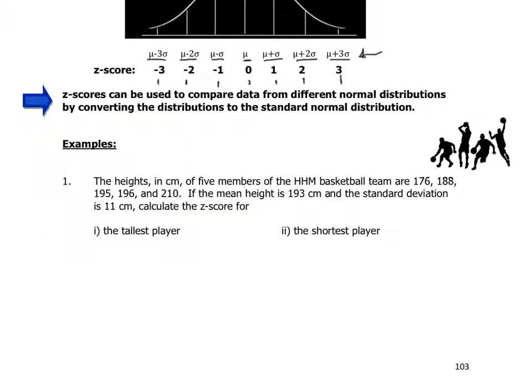Alright, so the first one here says the heights in centimeters of 5 members of the HHM basketball team are 176, 188, 195, 196, and 210. If the mean height is 193 centimeters and the standard deviation is 11, calculate the z-score for the tallest player. So the mean is 193, the standard deviation is 11, and you're looking for the z-score for the tallest player.